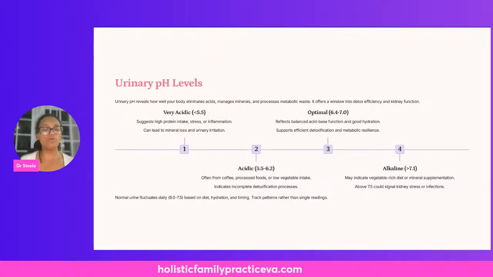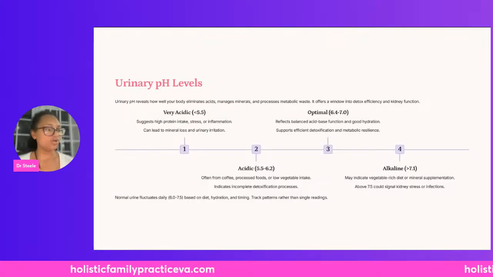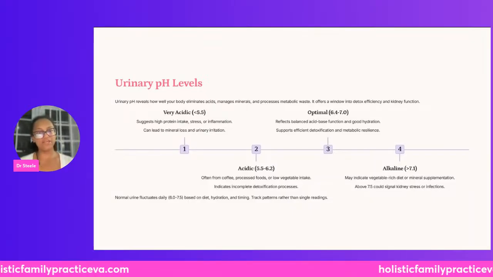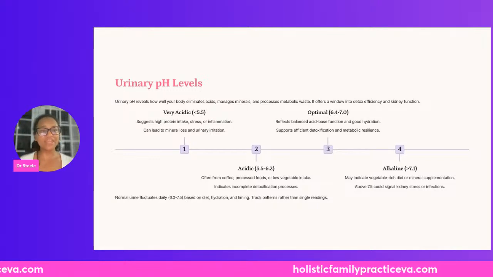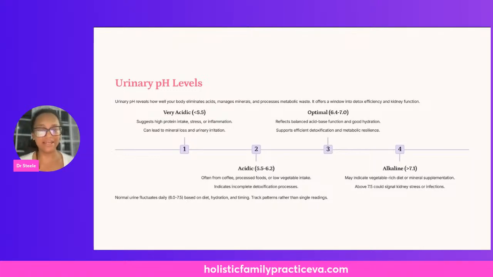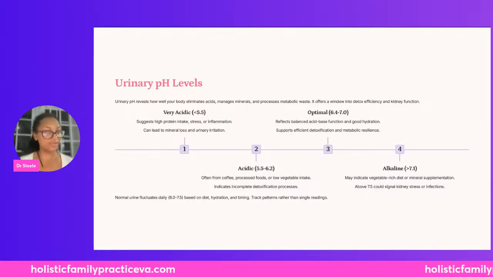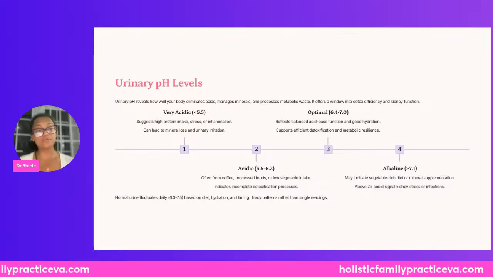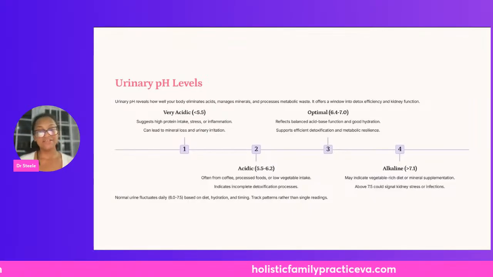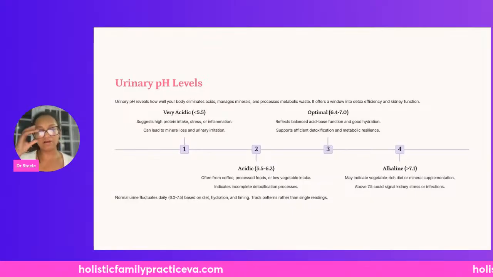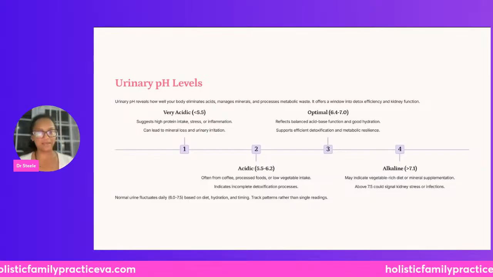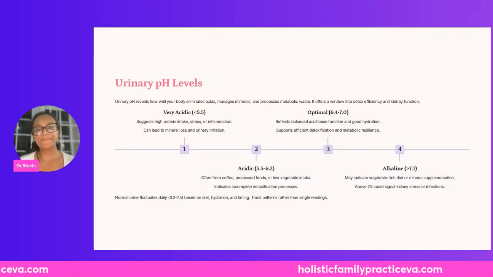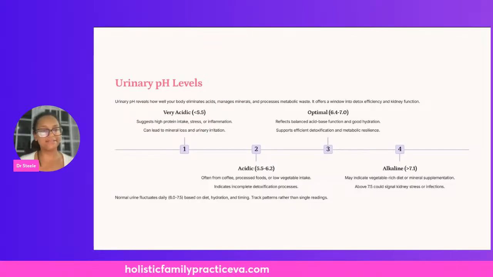All right, so urinary pH. We wake up, we do our urinary pH assessment. And this is how well the body is eliminating acids, managing your minerals, and also processing metabolic waste. Remember, your kidneys help support your liver. So it's actually your detox pathway 3, which we'll talk about as we get into more detox pathways for the liver. And so it offers a window really into how efficiently your body is detoxifying.